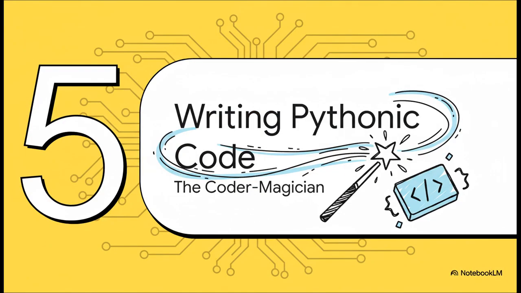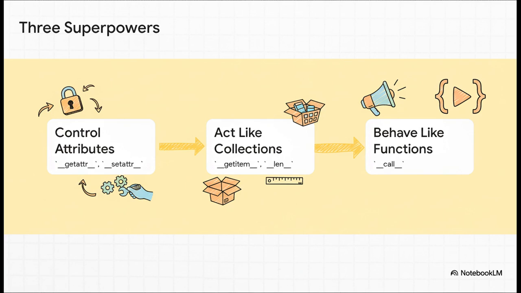You see, by understanding these Dunder methods, you're not just using Python anymore. You're actually tapping into its very architecture. You are becoming the coder magician, bending the language to your will to create more expressive, more intuitive, and just plain more powerful code. So let's just do a quick recap of the 3 superpowers we've unlocked today. First, we grabbed fine-grained control over our attributes. Second, we made our objects behave like all the familiar collections we use every day. And third, we even made them callable, just like functions.